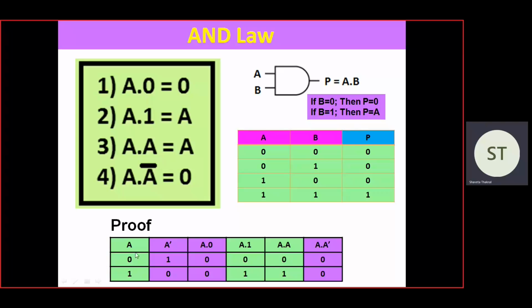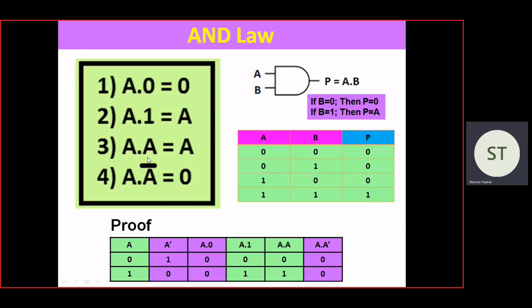So A dot 0: we AND A with 0. So 0 dot 0 is 0 and 1 dot 0 is also 0. So we check that A dot 0, the result is 0 irrespective of A. And the second theorem is A dot 1 is equal to A. So we are ANDing A with 1. So 0 ANDed with 1, the result is 0, and 1 ANDed with 1, the result is 1. So we can check this column, A dot 1 and A are both the same. So this is the proof of the second theorem.